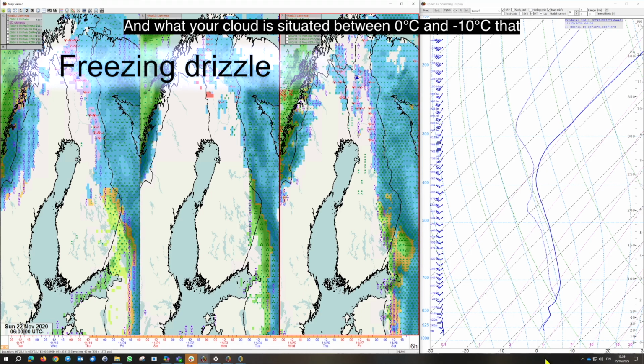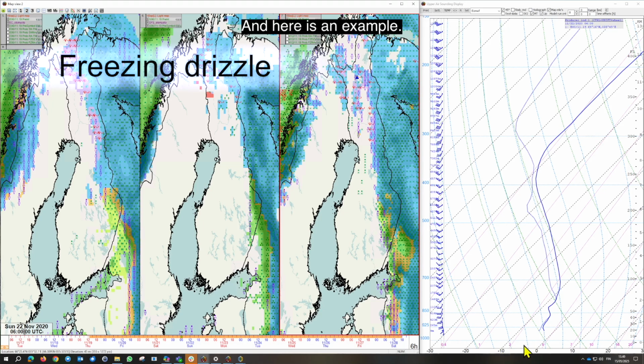And when your cloud is situated between 0 and minus 10 degrees Celsius, you can consider that to be potential for freezing drizzle. And here is an example. This could very well be a freezing drizzle cloud. So at this time, I could trust the model.